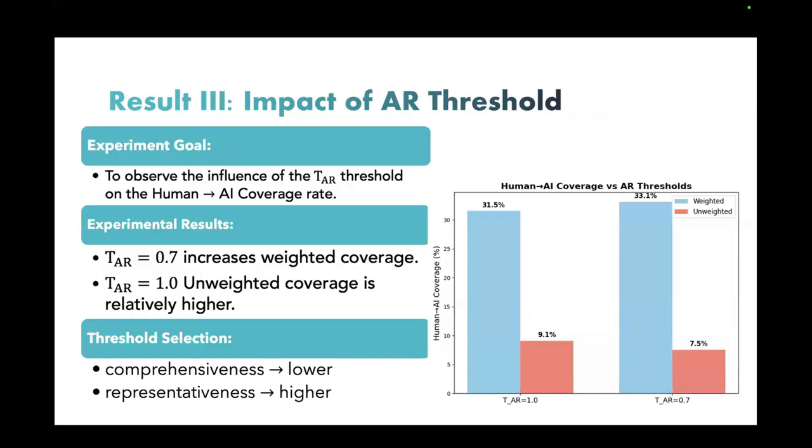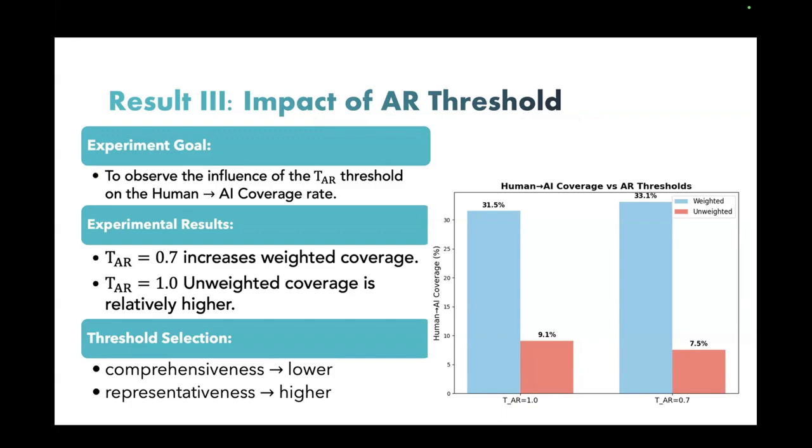Now let's understand the coverage asymmetry. The next step is to examine how the AR threshold influences the coverage. This threshold acts as our parameter to control strategy rigor. We tested two thresholds, AR equals 1.7 and AR equals 1. AR equals 1.7 causes the unweighted coverage, orange, to increase because we retain more low frequency branches.